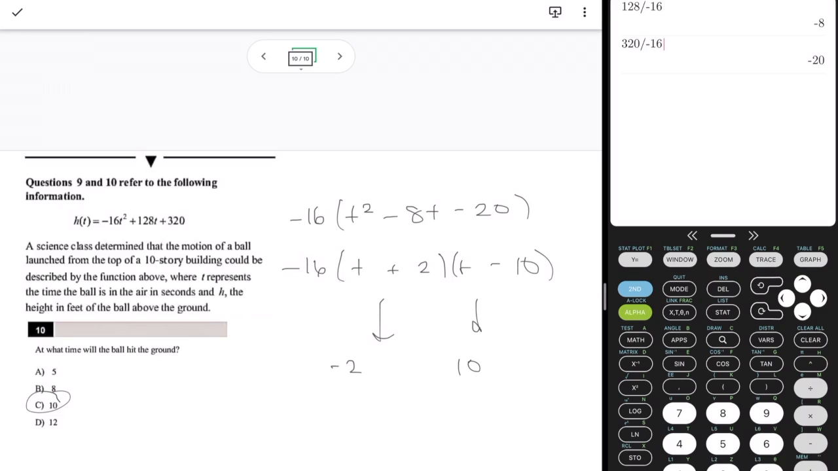And obviously there is no such thing as negative 2 seconds, and so the only possible value is 10.